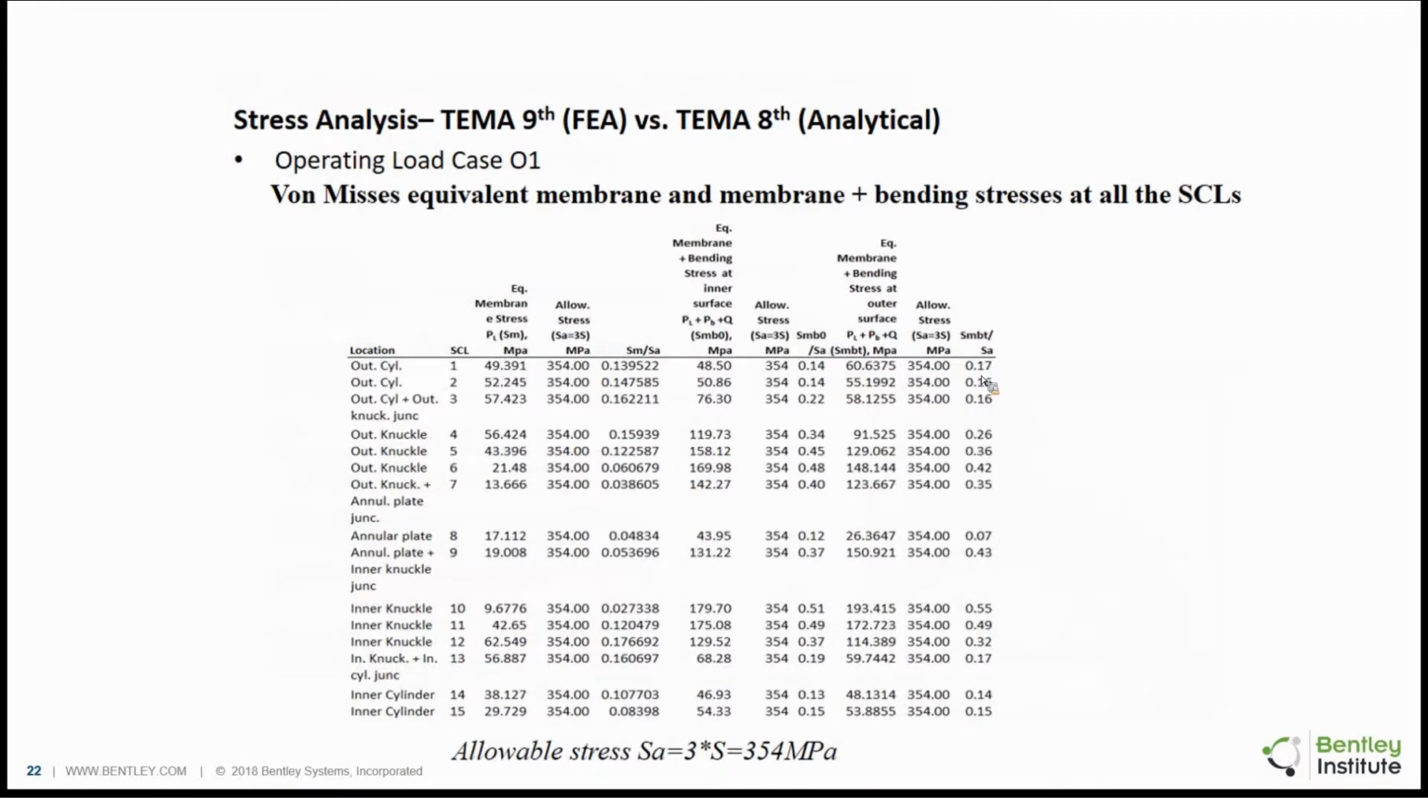For operating condition case 1, there is no problem. Also, since this is an operating condition, the allowable stress is 3 times the S value, so it is 354 megapascal, because there are secondary stresses here. You see it's PL plus PV plus Q, so it has secondary components, which allows you to increase the allowable stress somewhat. So here there was no problem.